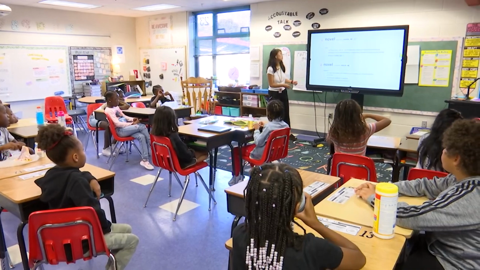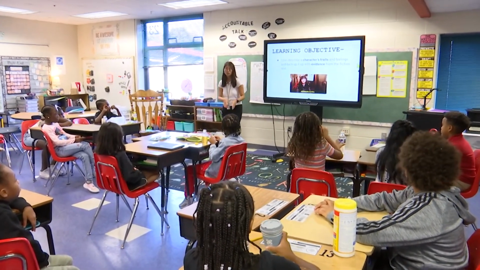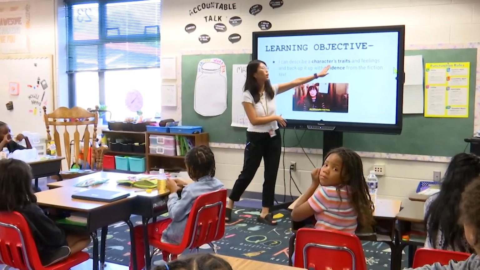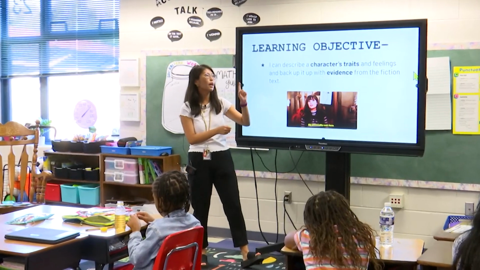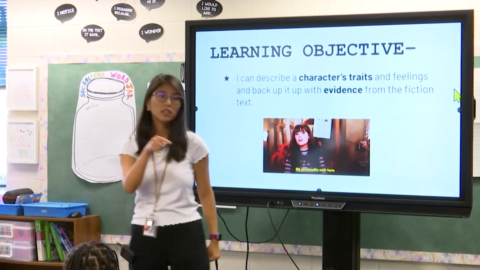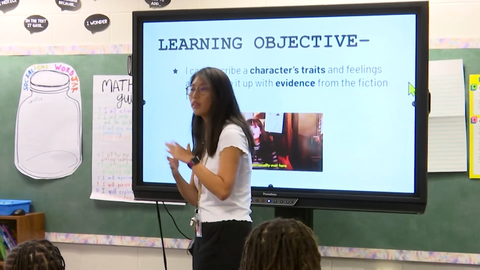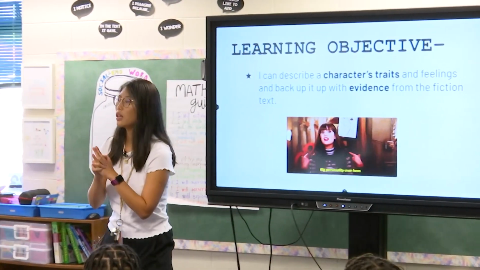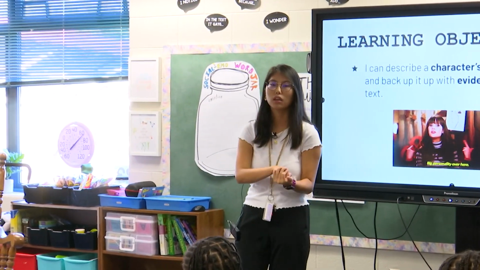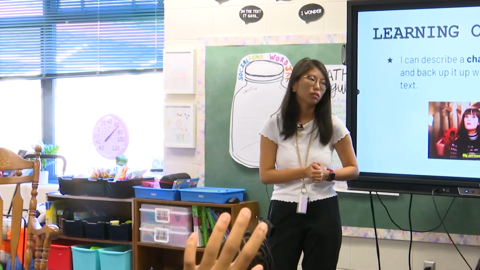And characters have character traits, and that's what we're talking about today. Today, we're talking about being able to describe character traits and feelings and back it up with evidence. We had to back up things with evidence with our nonfiction, and now we're just backing things up with fiction. What do I mean when I say back it up with evidence? What did you have to go do to prove to me that the answer was the answer?